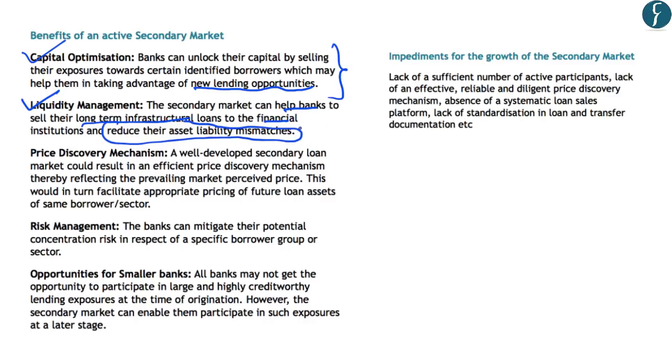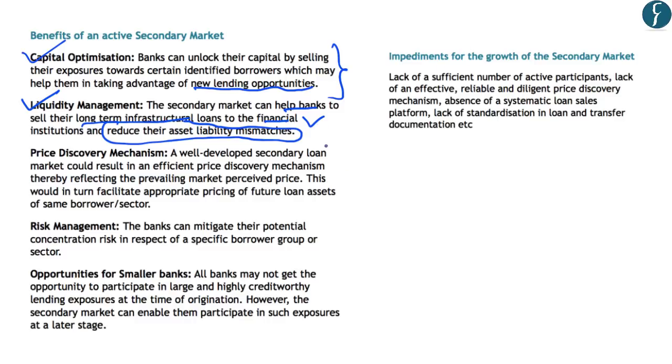So the long-term infrastructure loans which become a liability on the banks can be transferred to other banks and financial institutions, and in that way the banks can reduce their liability. And once their liability decreases and assets are increased, they will have more liquidity in their hand, and this can help them in lending to new projects.